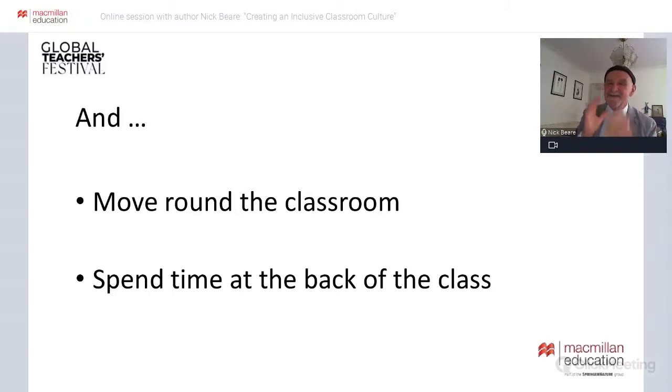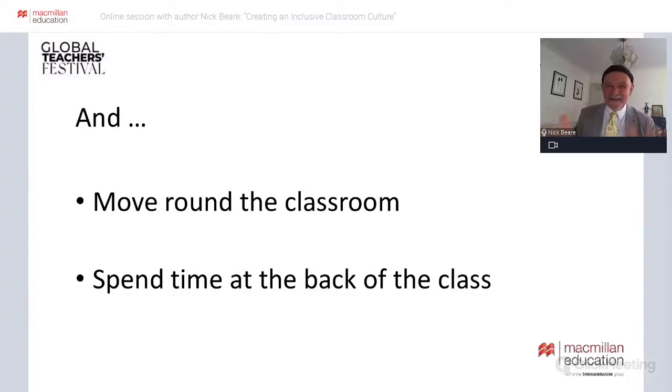So moving around the classroom, that's sort of okay, but we mean really that. And that means spending time at the back of the class. That's the best place for a teacher, really, because you're at the back, okay, and the students can't really see you. They want to look round. You say, don't look round, carry on. They don't know what you're doing, so they have to do what they should be doing. And if they turn around, they're not doing what they're doing.